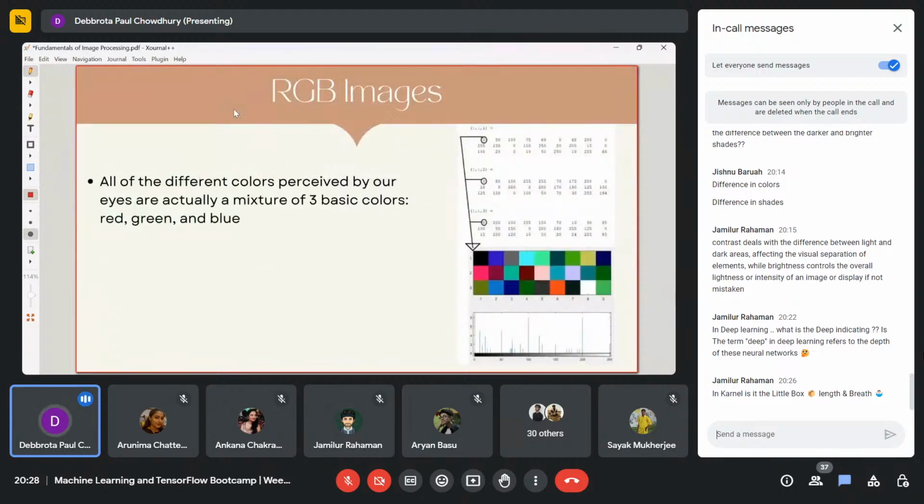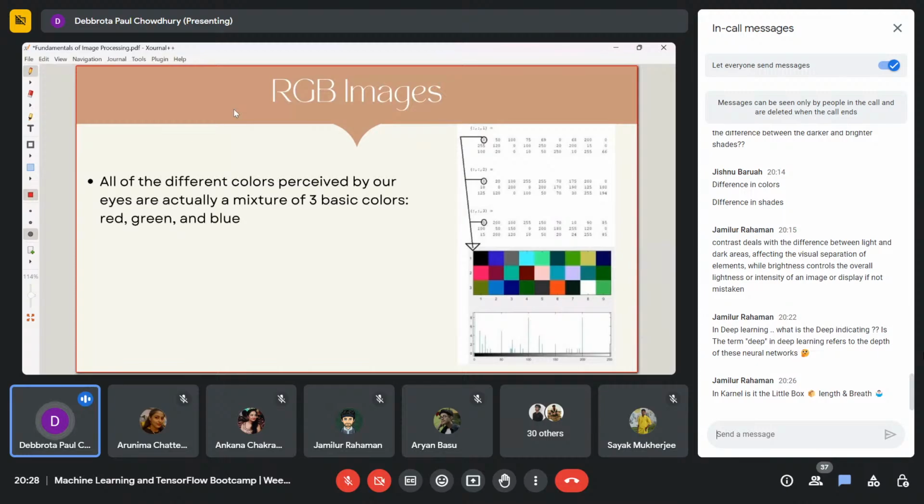Okay. Now, till now, whatever we have been talking about is grayscale images, with 0 to 255 values. Now we'll talk about RGB images, that is, colored images. So what is RGB? Whatever our eye perceives, whatever we see, is basically a mixture of three colors: red, green, and blue. In our computer also, whatever we see consists of three colors: red, green, and blue.